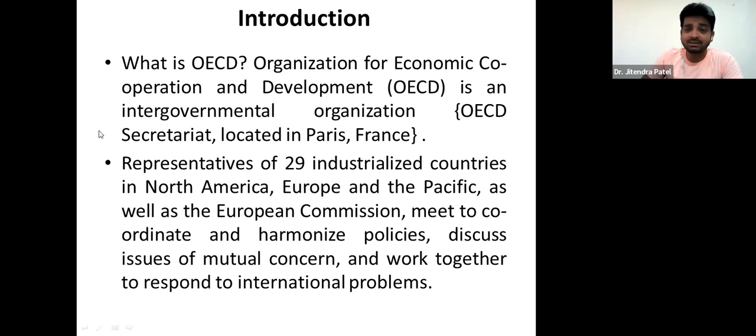OECD is an intergovernmental organization, right? It is located in Paris, France. That is the head office, the main office, but the rules and regulations are implemented throughout the 29 countries. Representatives of 29 industrialized countries in North America, Europe, and the Pacific, as well as the European Commission, meet to coordinate and harmonize policies, rules and regulations, right? They discuss issues of mutual concern and work together to respond to international problems related to toxicity or any kind of toxins, right? That's why this particular body has been framed.